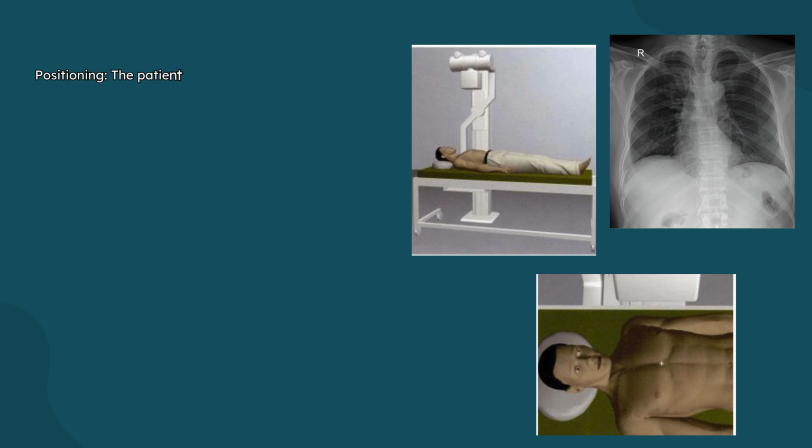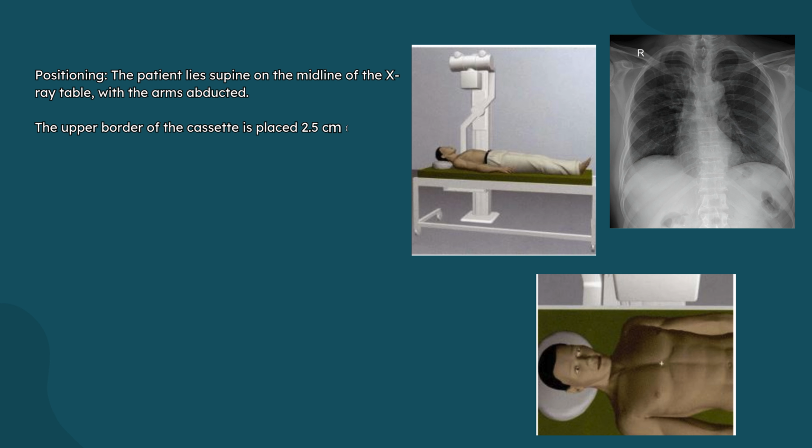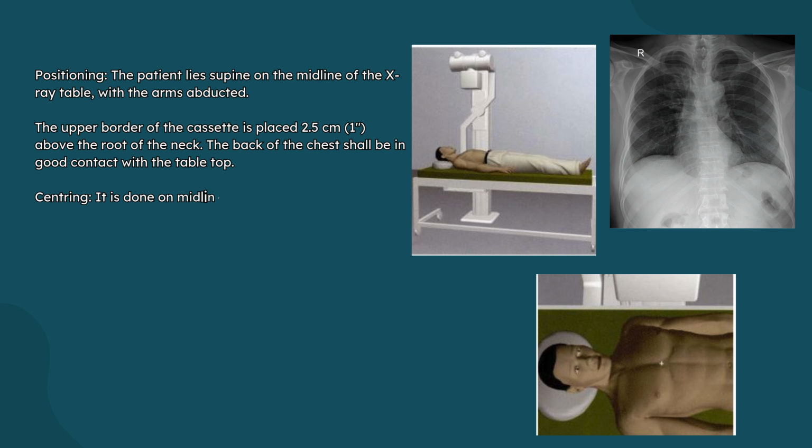Anterior-posterior view. Positioning: the patient lies supine on the midline of the X-ray table, with the arms abducted. The upper border of the cassette is placed 2.5 centimeters, 1 inch, above the root of the neck. The back of the chest shall be in good contact with the tabletop. Centering: it is done on midline to the sternal angle for upper ribs, onto mediastinum for lower ribs. Central beam is directed vertically at 90 degrees to center of cassette.